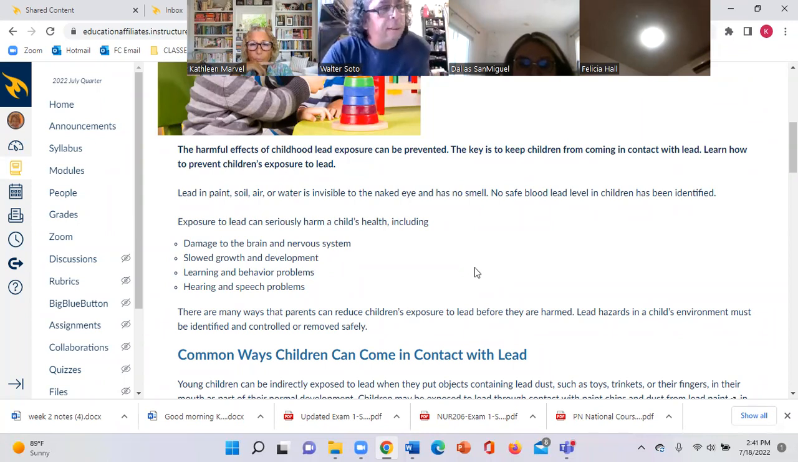How about sending information to the community about lead poisoning and things like that? Yes, exactly, how to prevent it. What would be a secondary intervention?